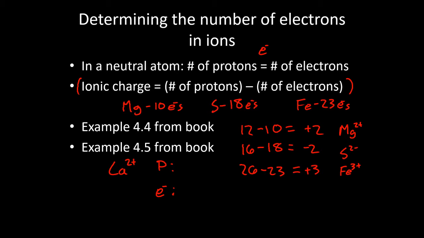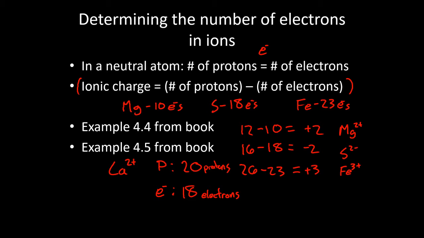Alright, hopefully you found that calcium 2+ has 20 protons, as it is element number 20. And since it has 20 protons, and we were told that the charge is 2+, what that tells us is that we have 2 more protons than electrons. So we have 18 electrons.